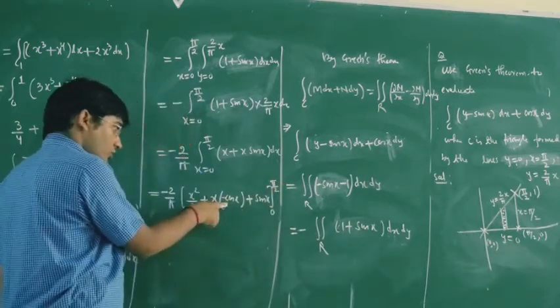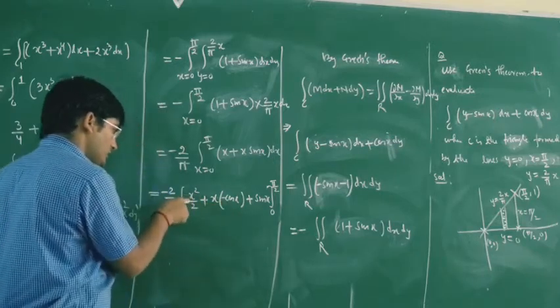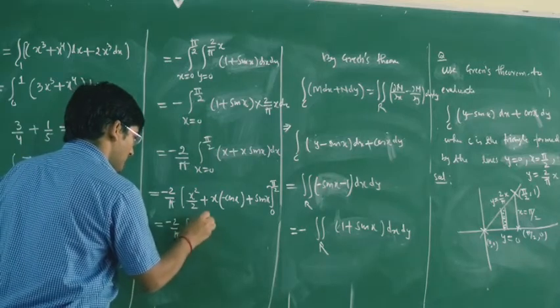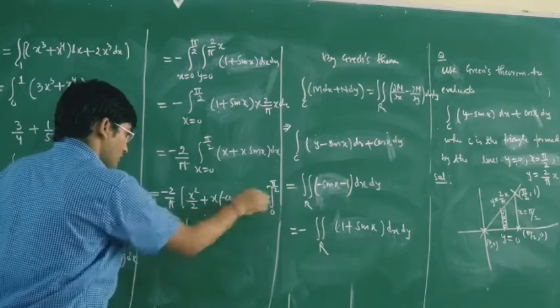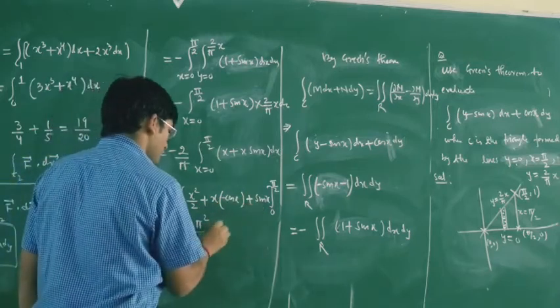Now this is your 0 for both the lower and upper limit. This upper limit will give you, here we will have pi square upon 2 into 2, that will be your pi square upon 4 into 2. So this will be your 8, and this sin pi by 2 will give you plus 1.